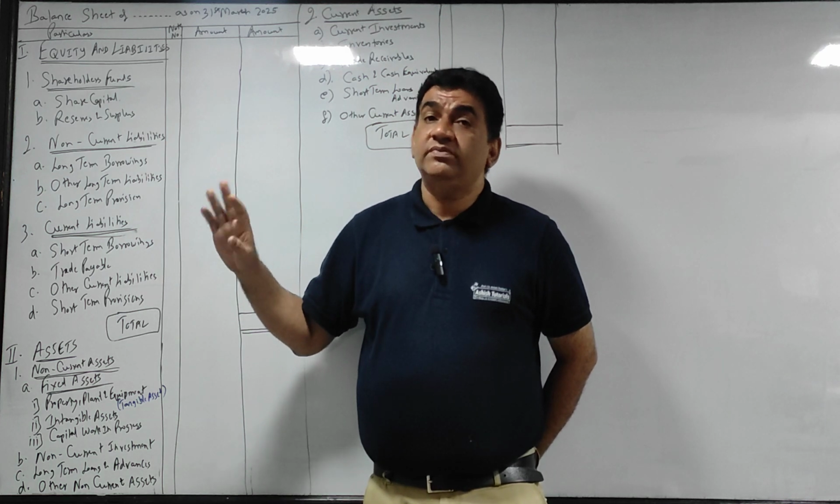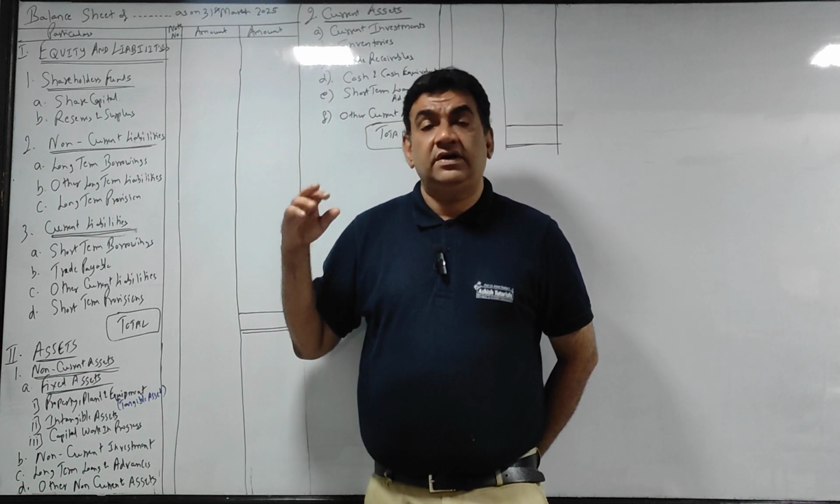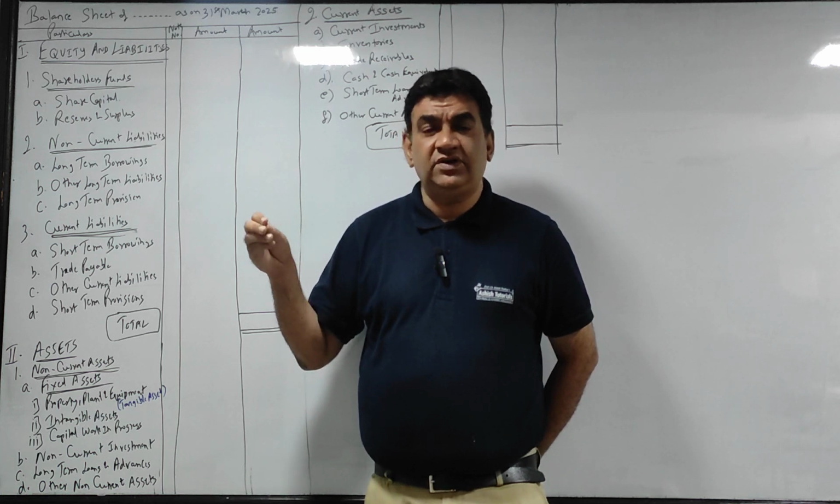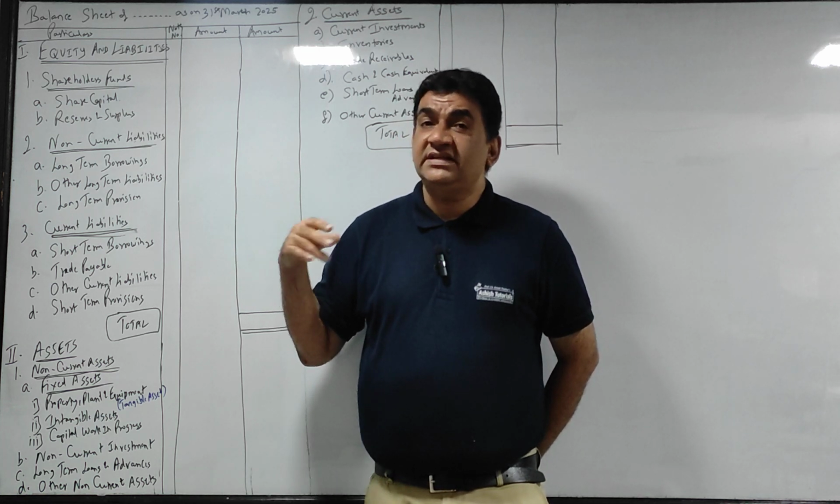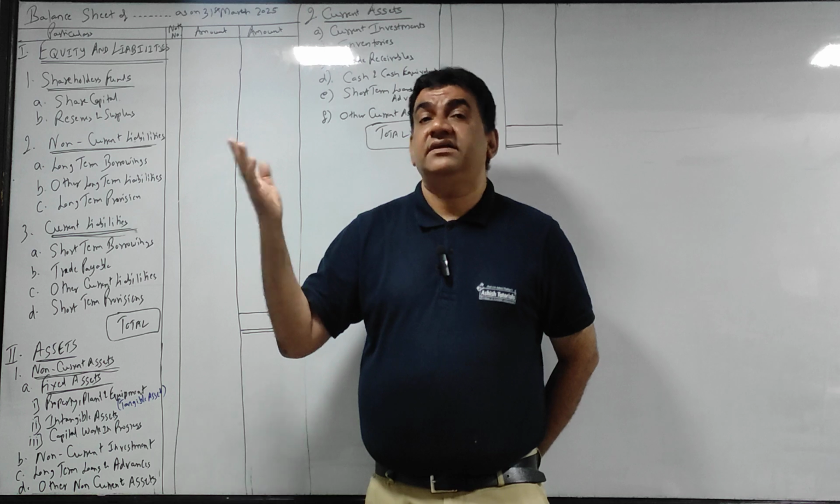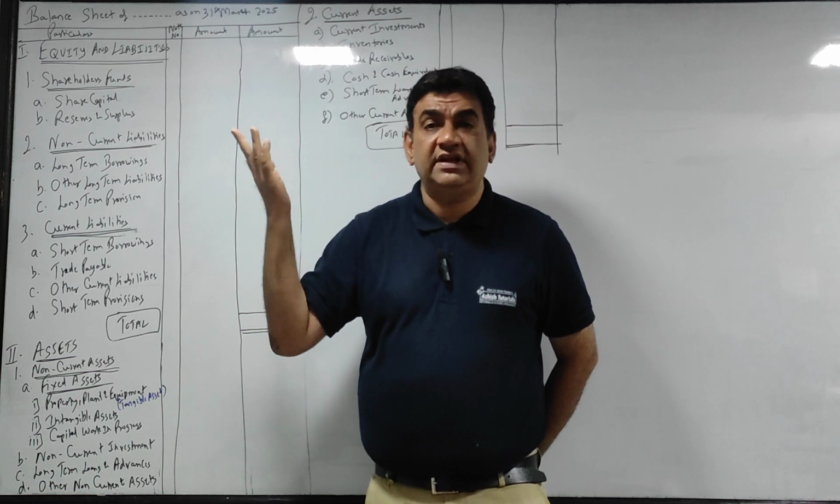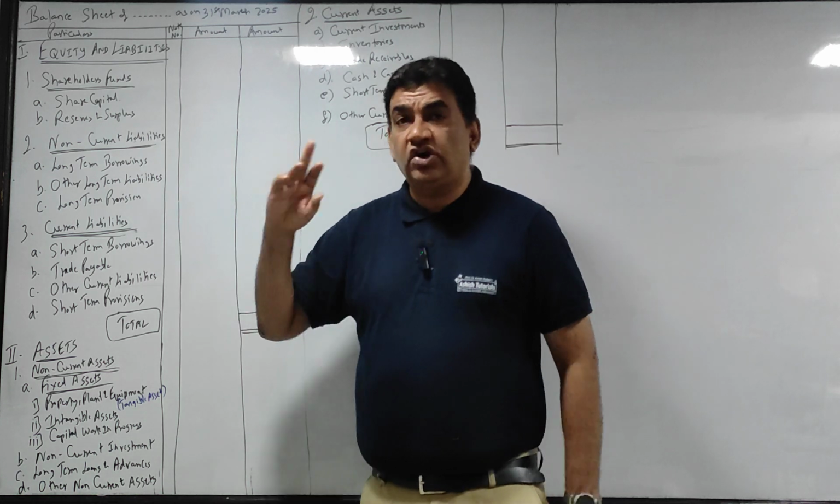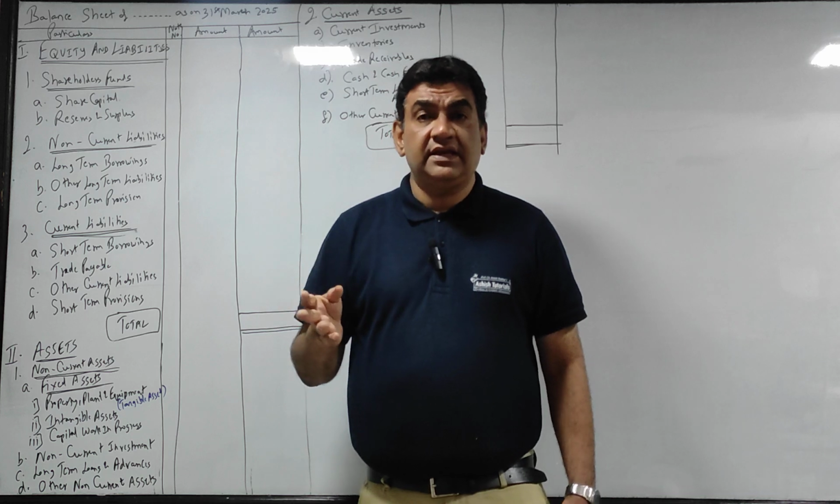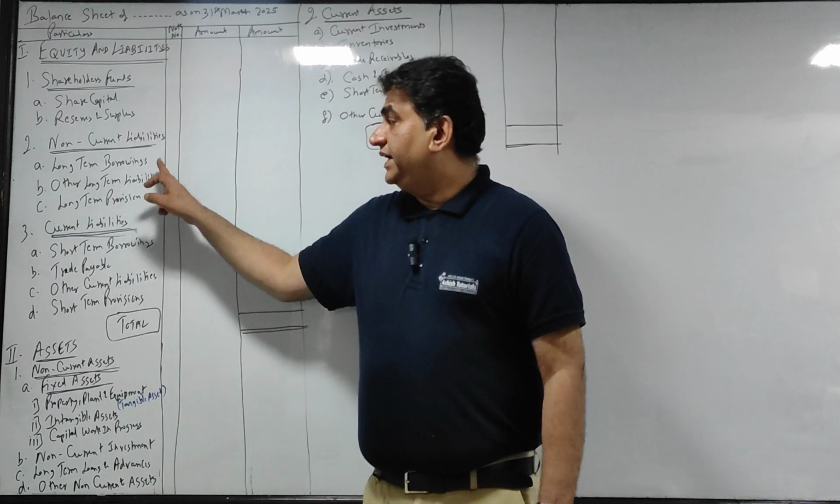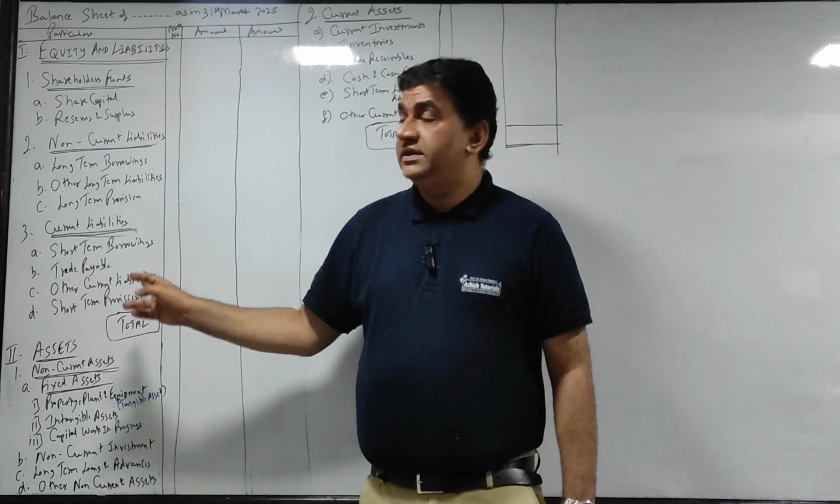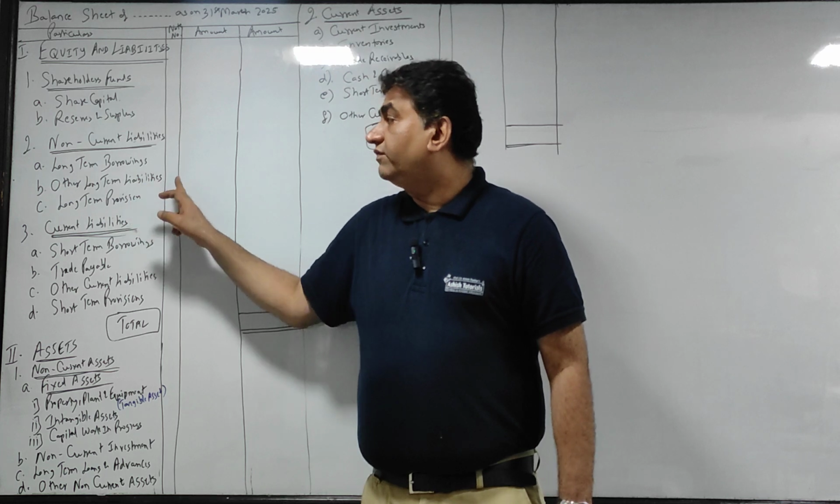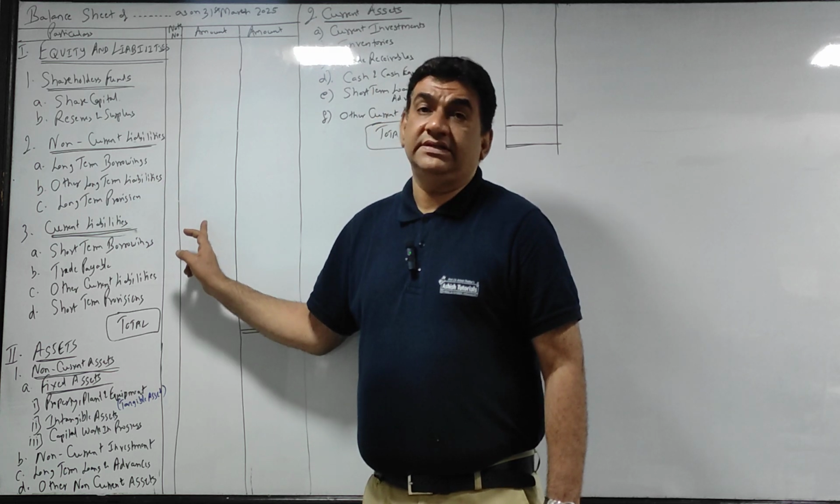Now say for example, you bought goods from a creditor. Normally credit period is 1 month, 2 months, 3 months. But if there is an understanding that the payment is to be made after 1 year, then it will come here. In short, anything which you pay after 1 year, but it is not a borrowing, will be a part of other long-term liabilities.